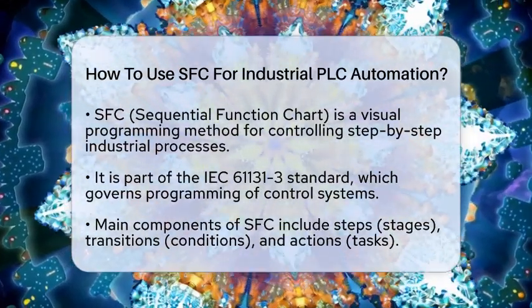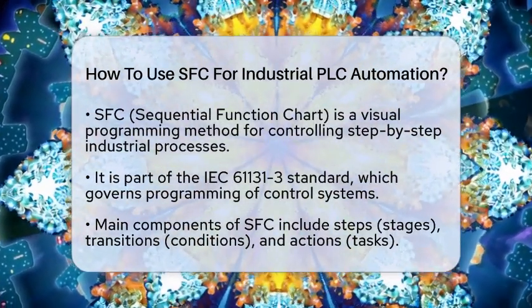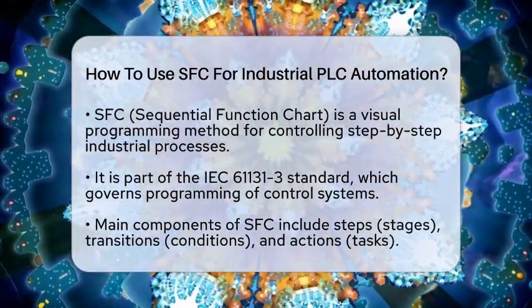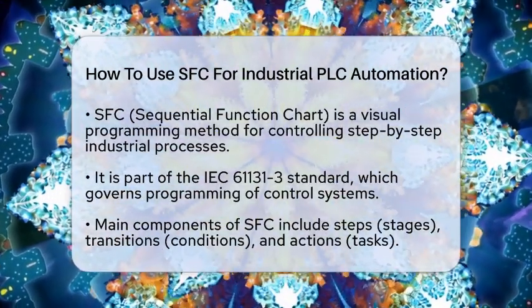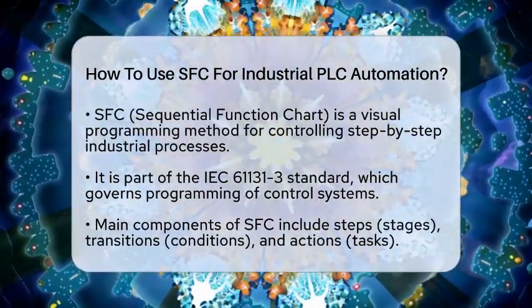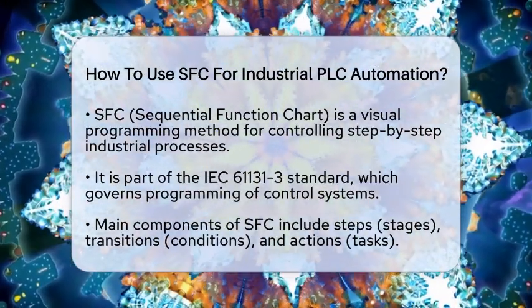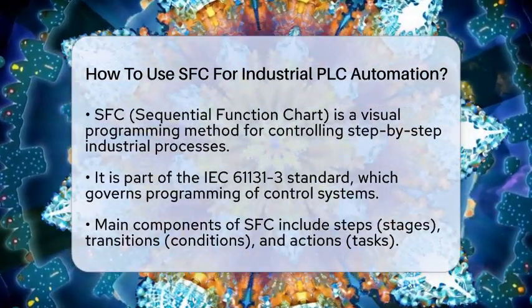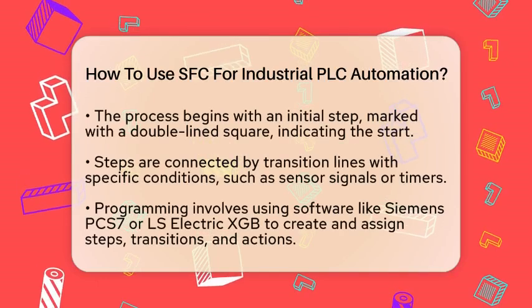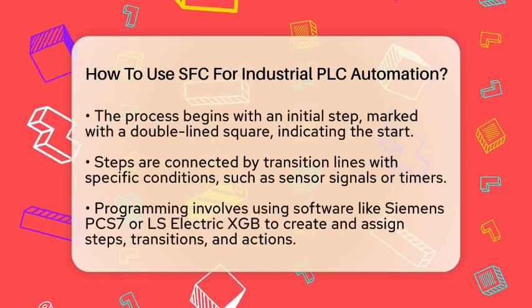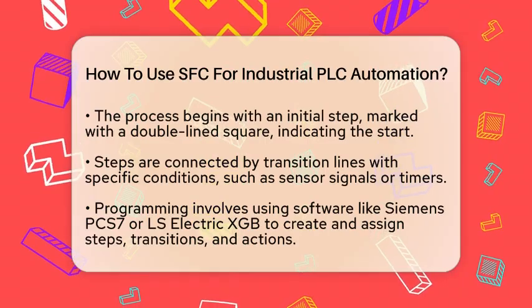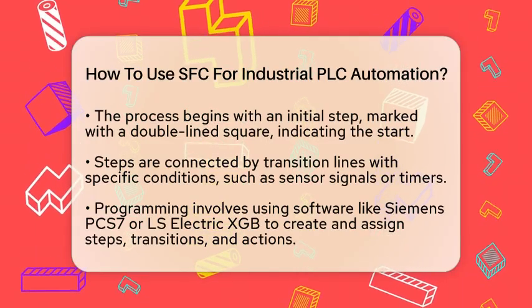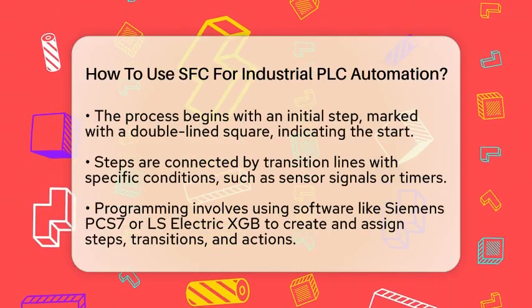To start using SFC in automation projects, first learn about its main parts. The key components are steps, transitions, and actions. Steps are like stages in a process, such as filling a tank or turning on a motor. Transitions are the conditions that tell the system when to move from one step to the next, like a sensor detecting a full tank. Actions are tasks that happen during each step, like activating a valve or starting a timer.